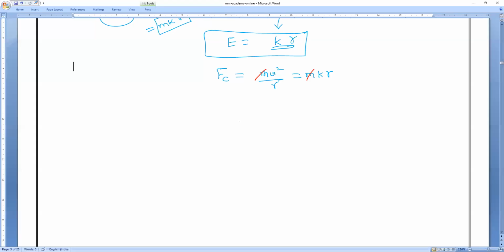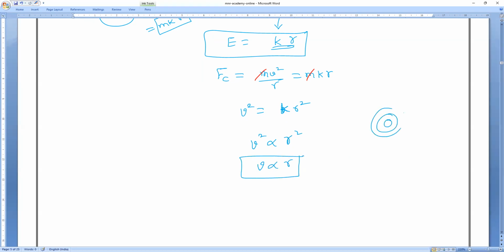So V square is equal to, M gets cancelled, only K remains. So K into R square. What is the relationship between V and R? Check it, everybody. V square is directly proportional to R square, which means V is directly proportional to R. This is what you have to remember.